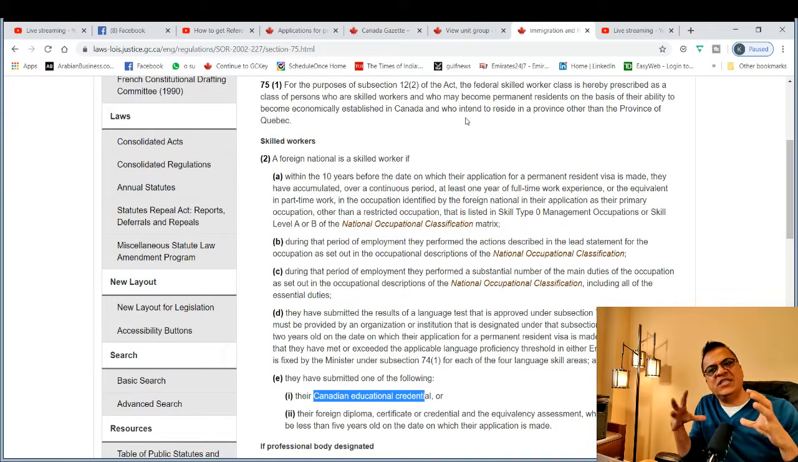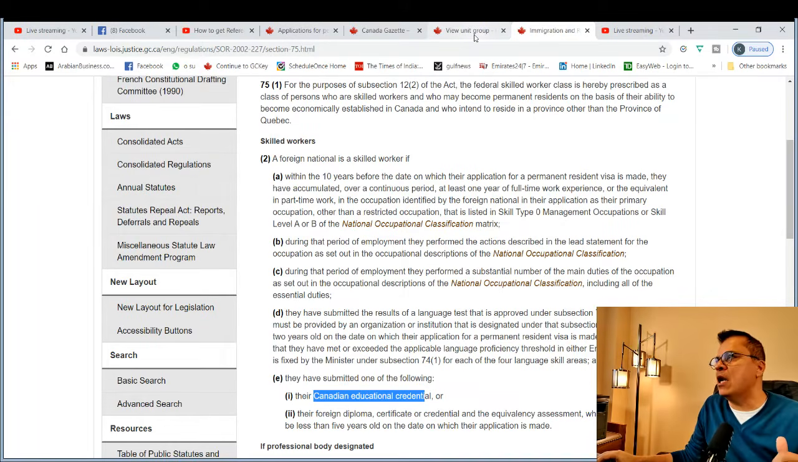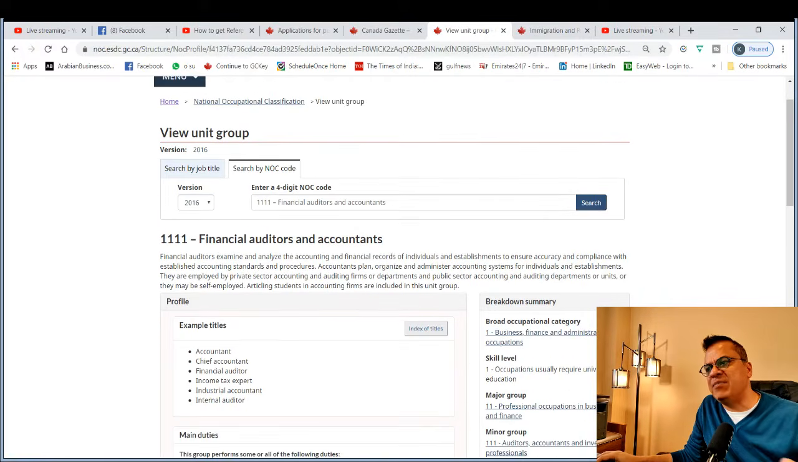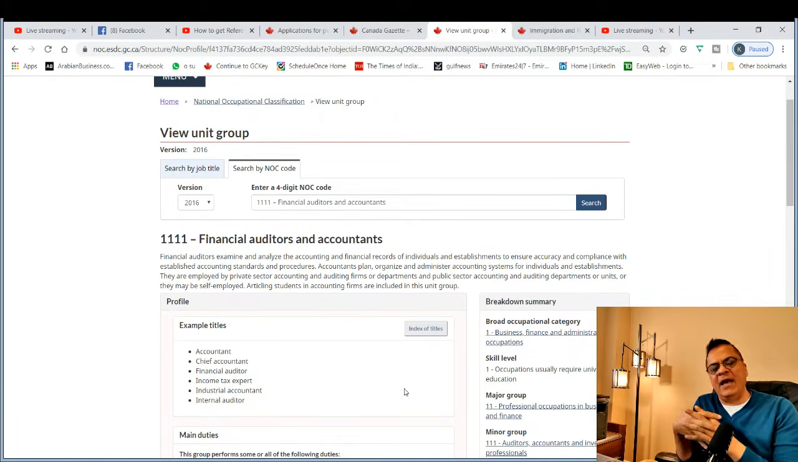Now I am going to show you the next one, which is what they are talking about: this lead statement and NOC matrix and skill type A and B. I hope you can see this particular NOC screen. Can you? Just want to check if you can. Okay, so this is the NOC. I've just taken it as an example, and I love this particular NOC. It seems to rhyme very well: 1111, financial auditors and accountants.